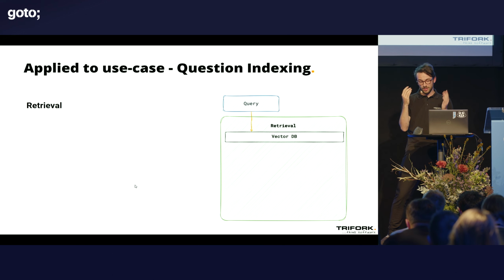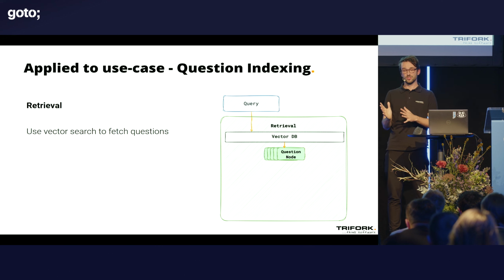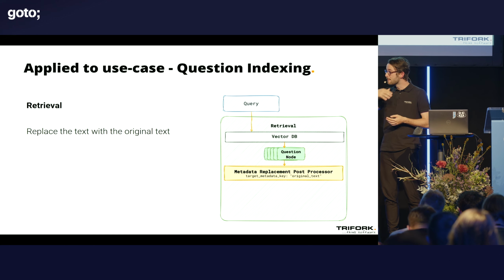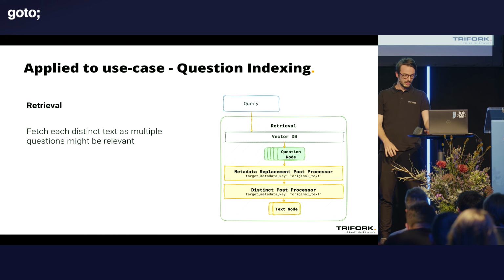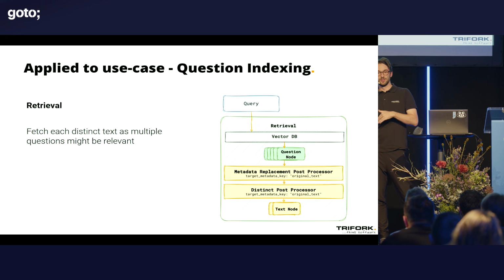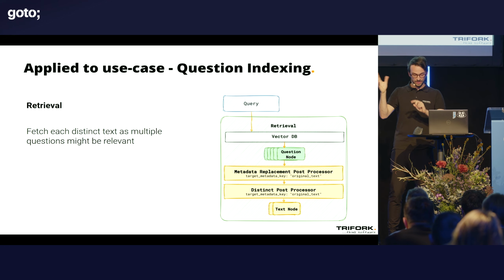Then when we retrieve the text, we search for the question nodes, and we don't care about the question. The question doesn't even have to be exactly the same or relevant. So we don't need it to answer the question that the customer has. Instead, we just replace it with the original text that has the question as an answer. And because we're generating multiple questions for each piece of text, we might get the same text multiple times. So we just try and distinct these, and then we'll end up hopefully with the right text nodes.